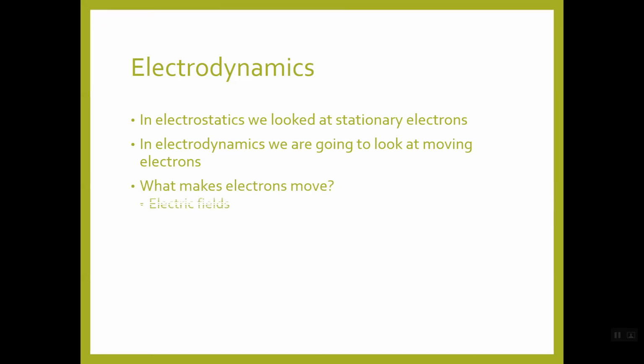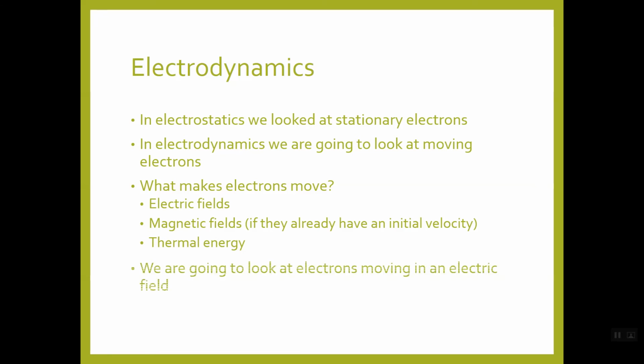So what makes electrons move? Well, electric fields we know can make electrons move, and magnetic fields, if they already have an initial velocity, can apply an additional magnetic force. Thermal energy can also make electrons move. What we're going to be looking at, at least in this chapter, is electrons moving in an electric field. We know the force on a charged particle, in this case the electron, in an electric field is just equal to the charge of the electron, minus e, times the electric field that the electron is in.